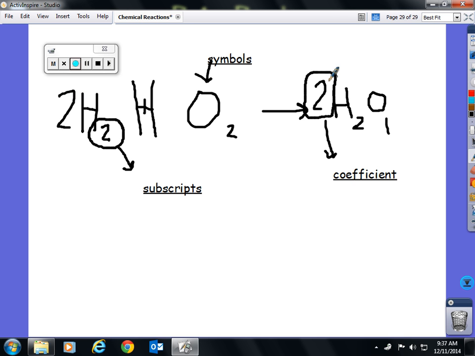That tells me how many molecules I have. So I have 2 H2O molecules. Over here I have 2 H2 molecules. And at the end of it, I end up balancing this equation so that whatever I have on this whole side over here is the same as what I have on this side. So my reactants over here match my products over here. And today we're actually going to practice this.